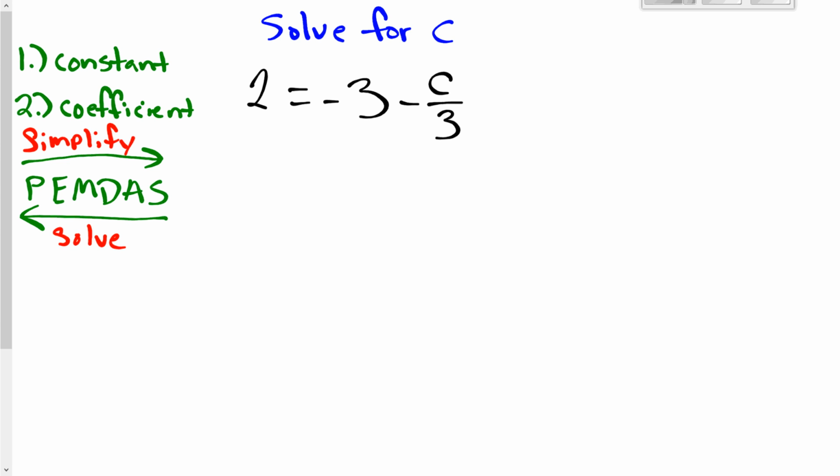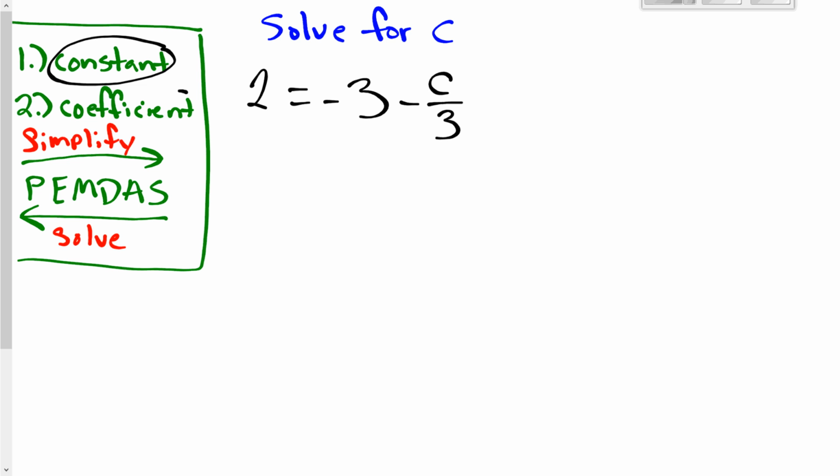Just come back to these simple rules that I have here over on the left, and you're going to be fine. So we're going to stick to these and work with that. Remember that we always have to get rid of the constant first, and then we'll get rid of the coefficients. Remember, constants are the numbers that are just by themselves, or are constantly alone. They have no variable next to them. That would be this negative 3 right here.